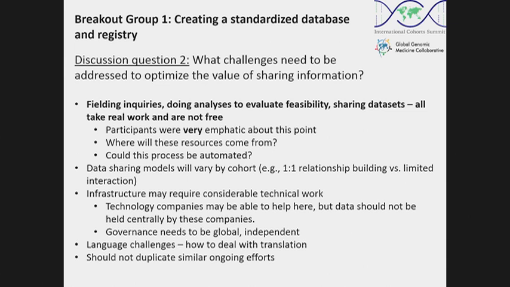We discussed the considerable technical work required to build the underlying infrastructure here, particularly as we started to converge towards the idea of individual level data sharing. And one point made by a couple of participants was the fact that technology companies have a lot of the skills and resources to be able to contribute to this work. But of course, it's very important that the data not be held centrally by these companies, and that was, I think, very clearly held. And secondly, that the governance of such an organization needs to be global and independent.